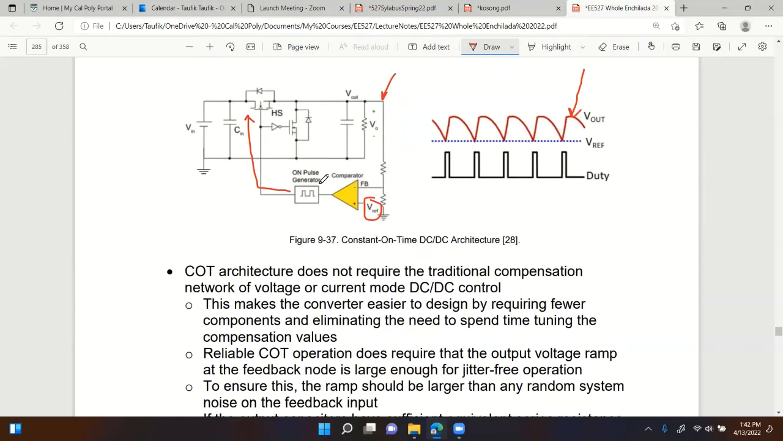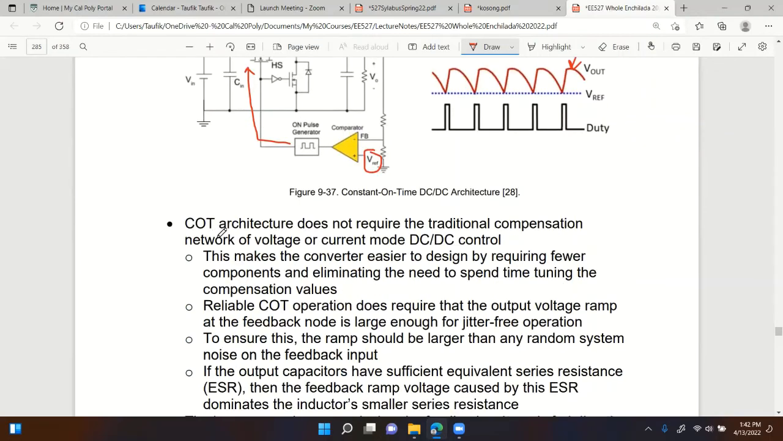You can see there is no error amplifier, there is no compensator, right? COT architecture does not require the additional compensation network of voltage or current mode DC to DC control. So it's a simpler controller, basically. This makes the converter easier to design by requiring fewer components and eliminating the need to spend time tuning the compensator values. Tuning the compensation, that's something that we discuss hopefully next week.